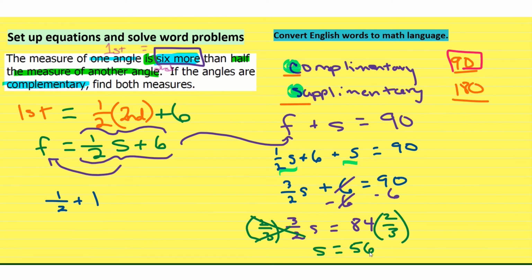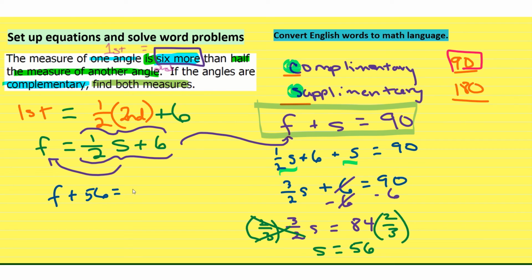That's the smaller of the two angles. Okay, so let's go back and see what the question wanted us to find. Our question wanted us to find both measures. So let's use this equation to find the other measurement. So we've got f plus s, and I've determined that the s, or the smaller angle, is 56, so we're going to put 56 right there. They're going to add up to 90 degrees because they are complementary, and then I'll do minus 56 and minus 56, and these will cancel.